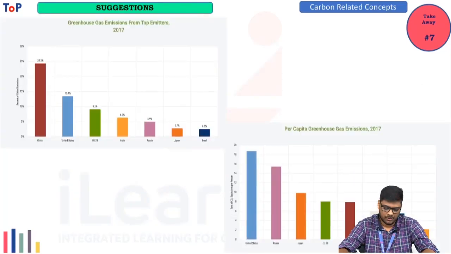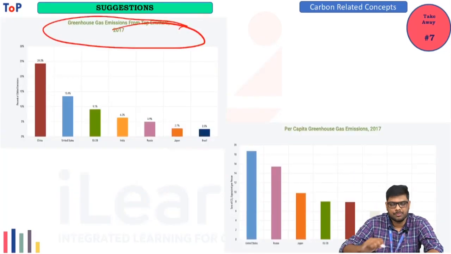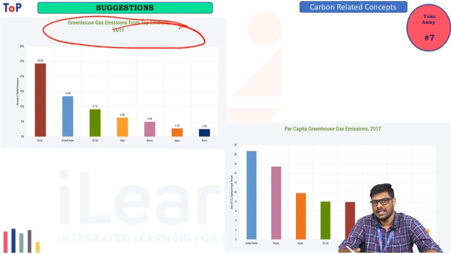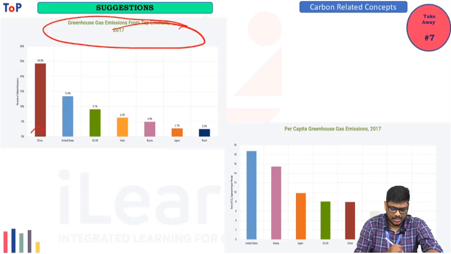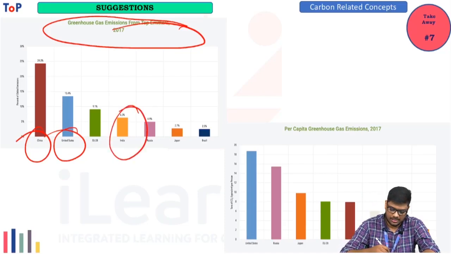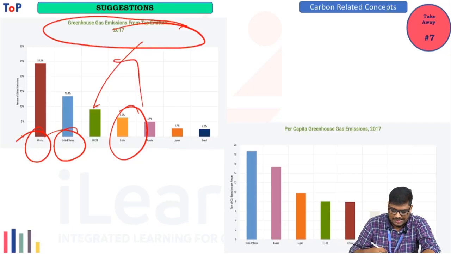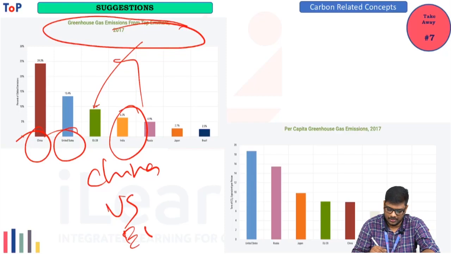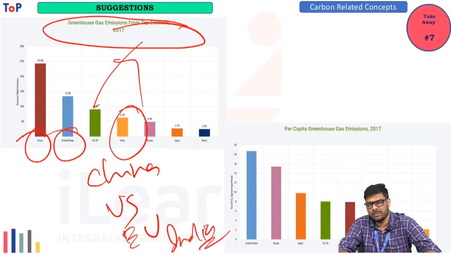Then this can be another question: greenhouse gas emission from top emitters. Which are the countries that emit carbon dioxide maximum? See, China stands top of the list. United States stands second. If you take as a country, India stands third, but in between United States and India there is European Union. So study the list like this: China first, US second, European Union third, India fourth. So this is top emitters, cumulative emission from a single country in a year.